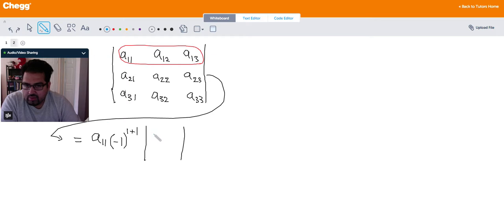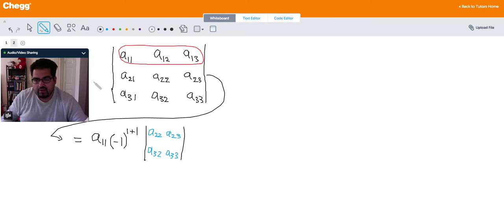I'm going to just remove these. So I'm going to have A22, A23, A32, and A33. Okay, so we are done with this. I'm going to go and add. Now I'm working on the second element, A12, negative 1 to the power of the sum of the row and the column of this, so 1 plus 2.